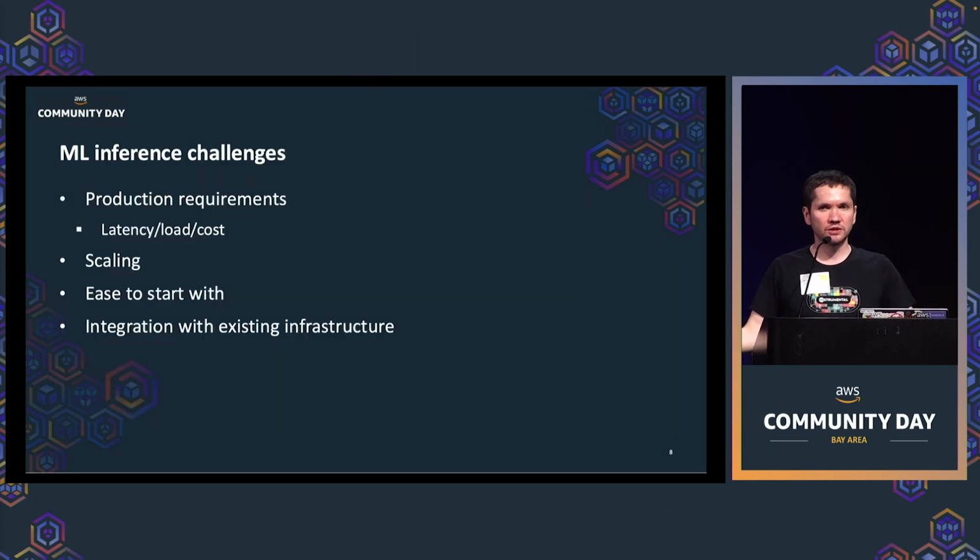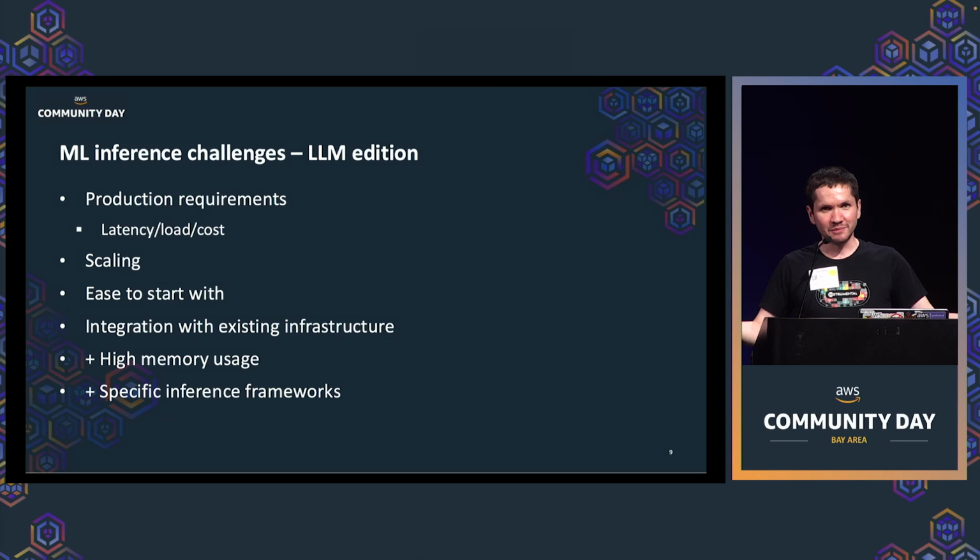With usual machine learning models, we have certain challenges because it has to work in production, so we have production requirements like latency, load, and cost. It has to scale because most of the time we have peak loads every time we interact with ML, more or less. And we need to be able to integrate with existing infrastructure. For LLM models, we now have 2 more challenges. We have high memory usage because of large language models, and usually specific inference frameworks. Your usual inference frameworks like ONNX may or may not work, but usually you need a specialized container image and other components for large language models.